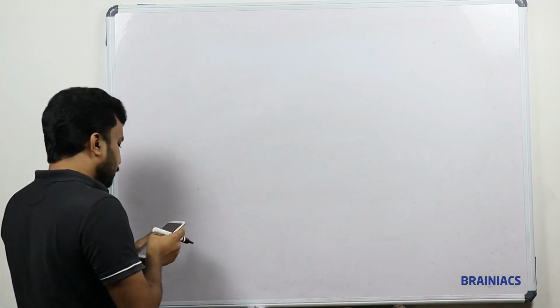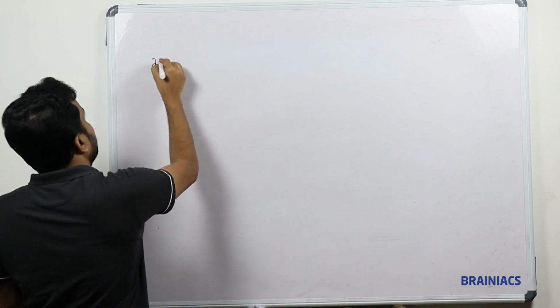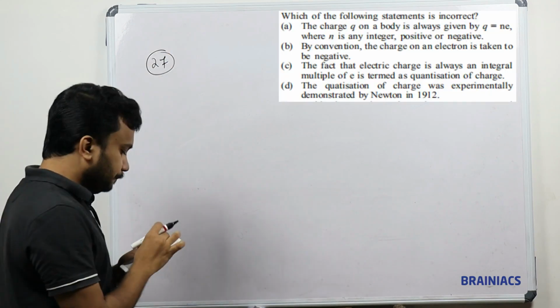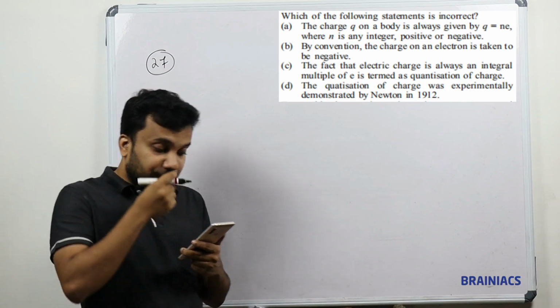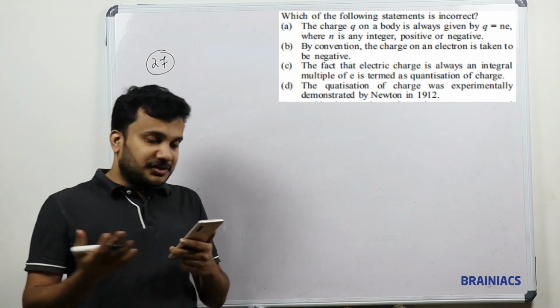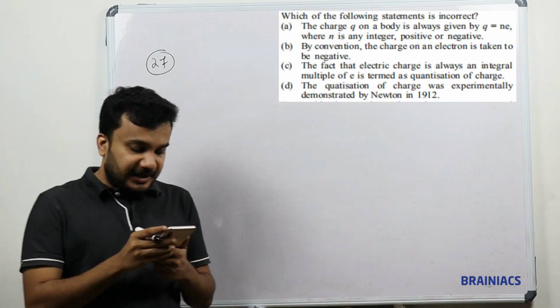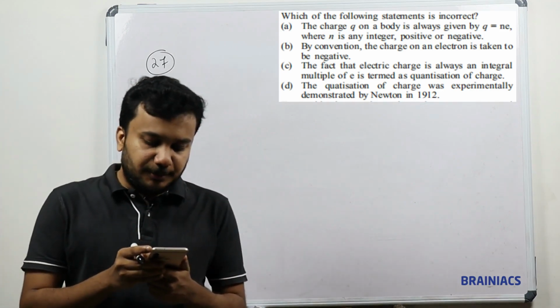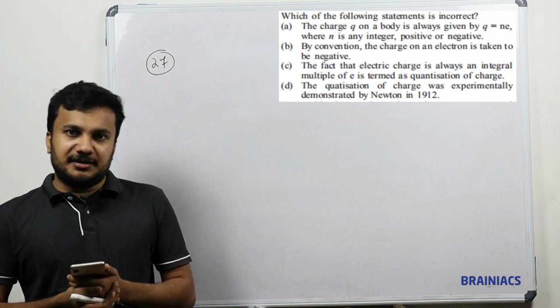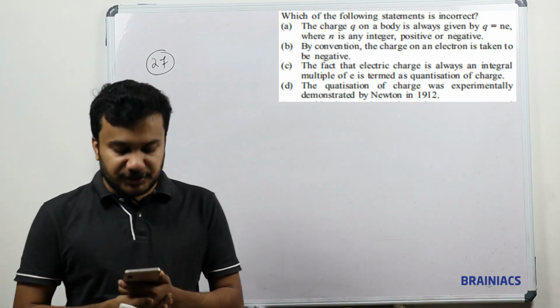Question number 27. Which of the following statements is incorrect? We have to find the wrong statement. Charge Q of a body is always Q = ne, where n is any integer, positive or negative. That is a correct statement. That is actually called the quantization theorem.